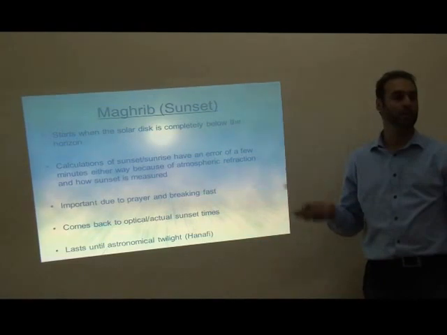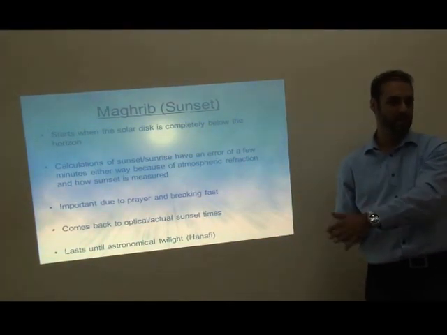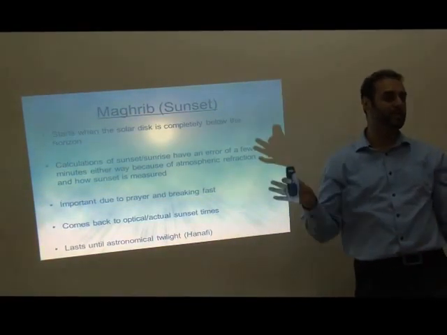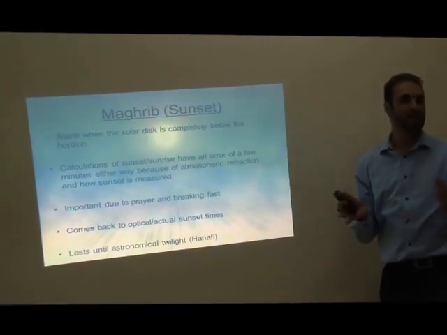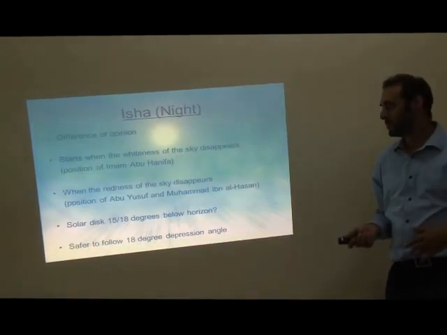So Maghrib lasts until astronomical twilight. Maghrib time will last until the time for Isha, which is when astronomical twilight totally disappears and you have complete darkness. Now that varies season to season, latitude to latitude.